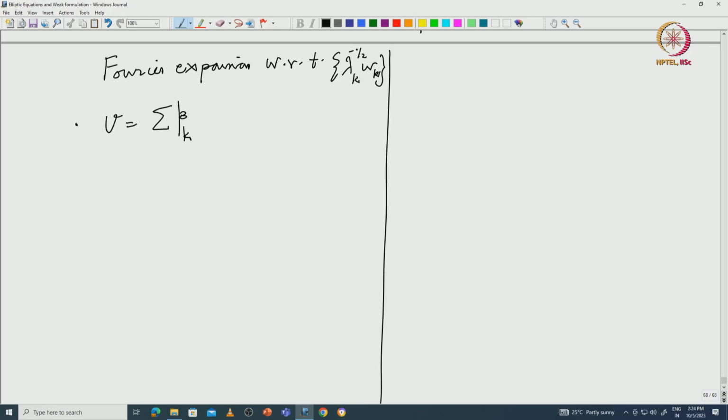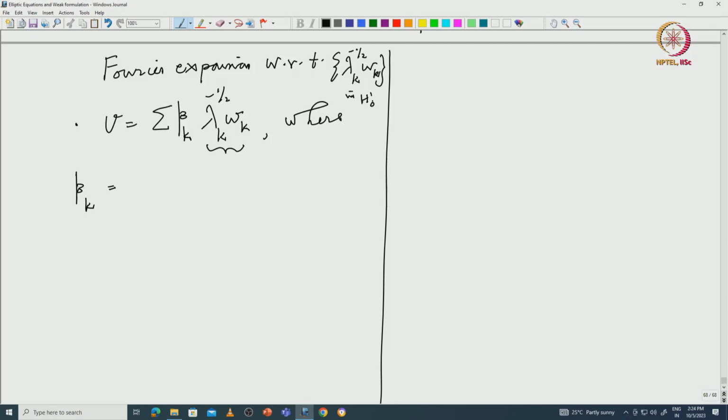So you have to write the Fourier expansion with respect to that. That is why you write here Wk. That is the way you have to write it, where your beta k, you are looking for it in H1 naught.